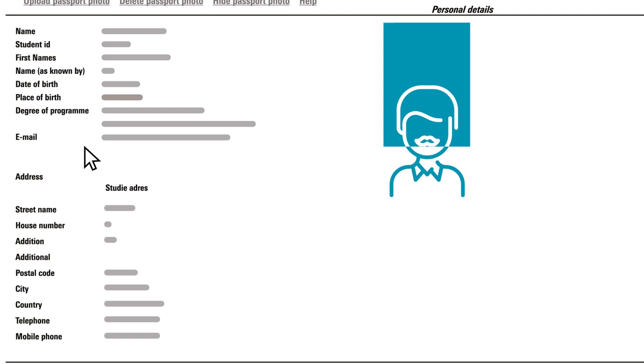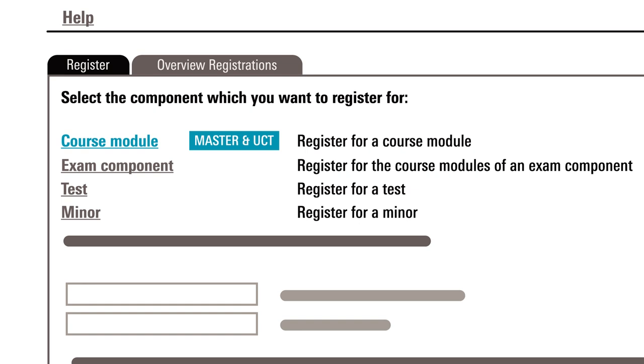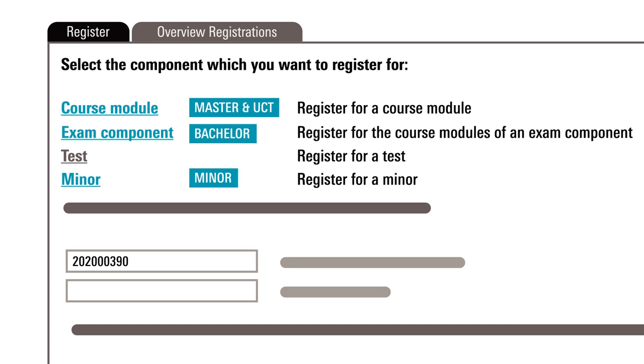Under Register, you can enroll in courses or modules. Under Course Module, Master and University College students can find the courses from their program. Under Exam Component, Bachelor students can enroll, and under Minor, Minor students. You can also directly search for a course code, for example, for courses outside your regular study program.